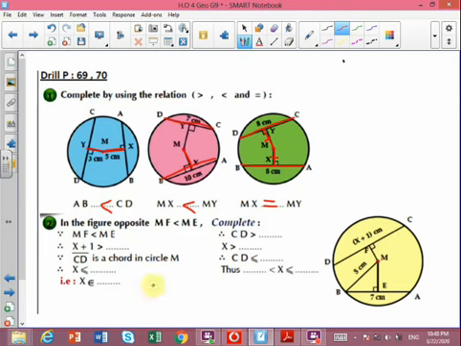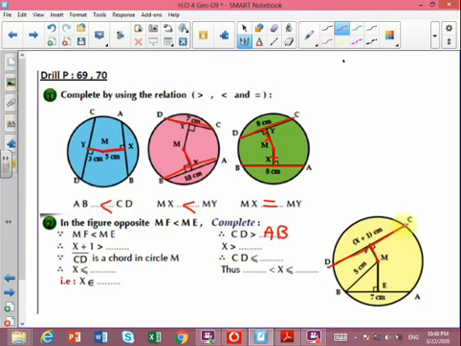Moving to another drill. In the opposite figure, MF is smaller than ME. Where is MF? MF is smaller than ME, and I want to complete. Since MF is smaller than ME, then which chord is greater than the other? This is smaller, so this will be greater. So CD will be greater than the chord AB.